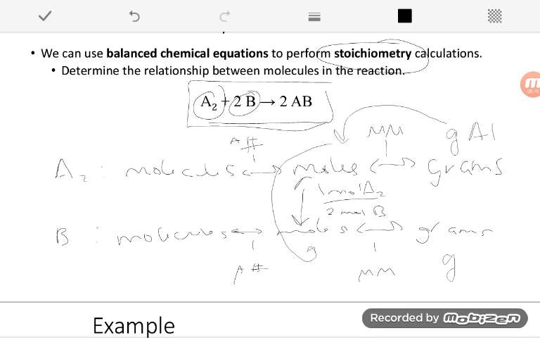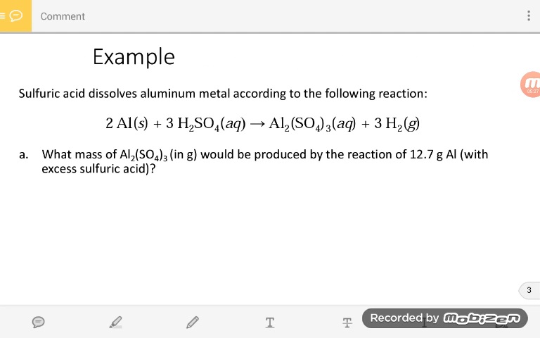Then I got to do the mole-to-mole ratio. And then I got to convert my new moles back to grams. So I should be able to do this in 3 steps. So it's very helpful to look at your map and figure out where you're starting and where you're ending up.